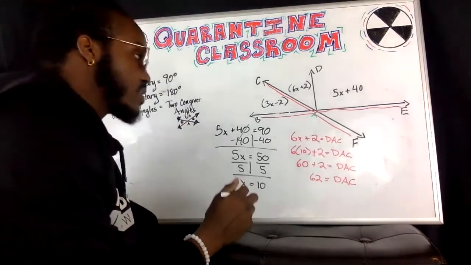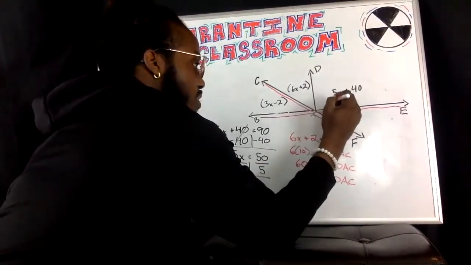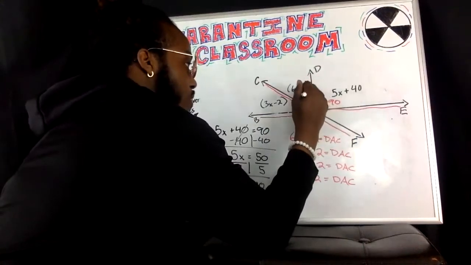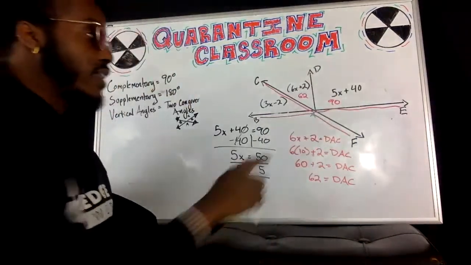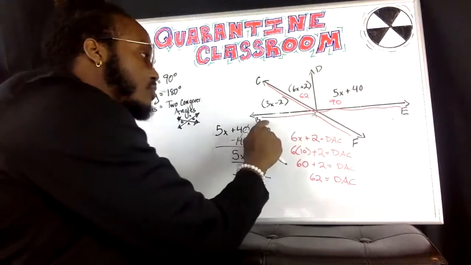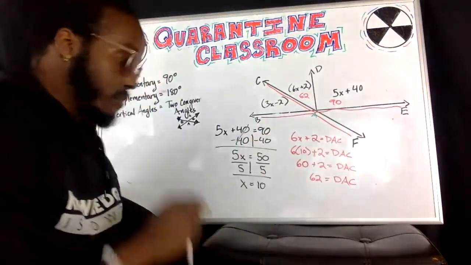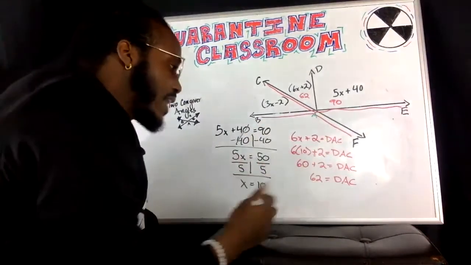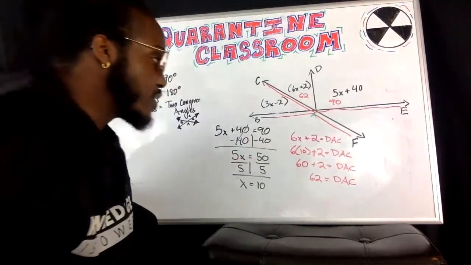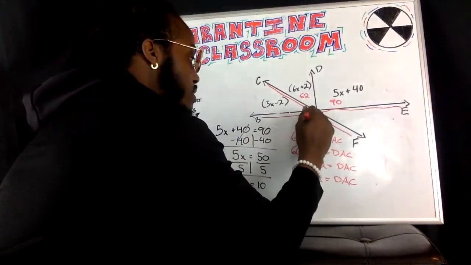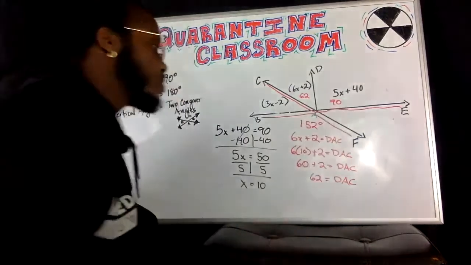So what that tells me is that the first angle is 90 and the second angle is 62. And when I add those together, I'll know the value for angle BAF. 90 plus 62 gives me 152. So I would say that this is 152 degrees.